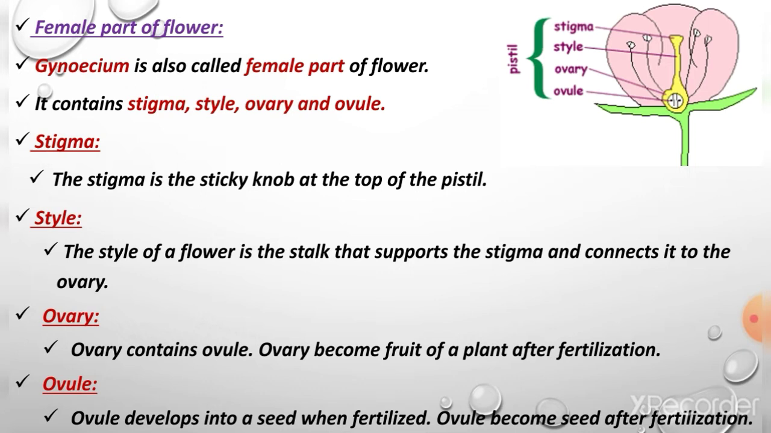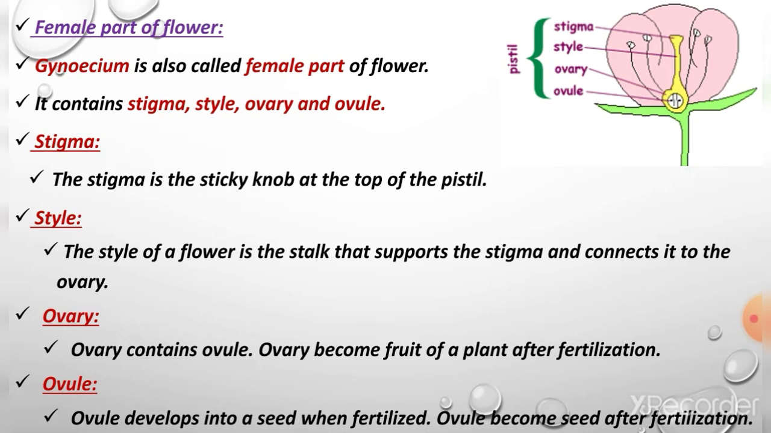So it is a stickiest object. So here only the pollen grains reach from the anther. And the second one, style. The style of a flower is the stalk that supports the stigma and connects it to the ovary. Okay, so style means, you can see in the picture, it connects the stigma to the ovary. It is the connection between the stigma and the ovary.